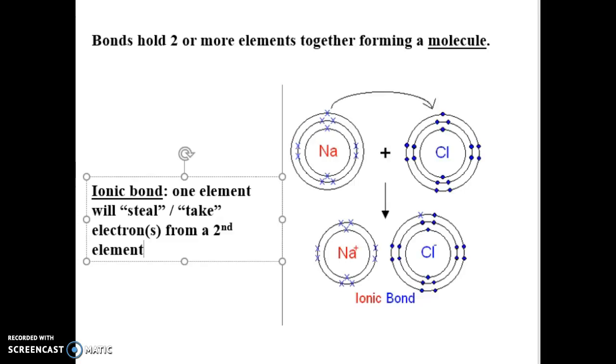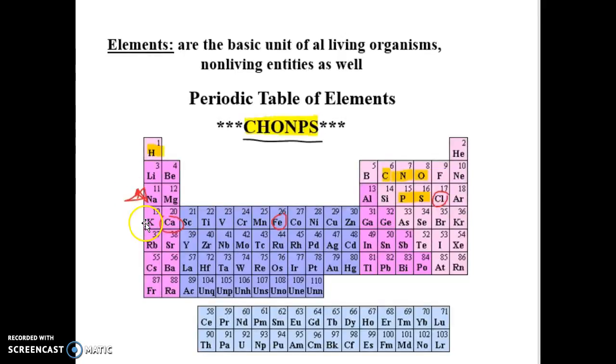Okay? So the second element will lose them, one will steal and gain, one will lose or give up, creating an ionic bond. All right, so here's a very, very common example of an ionic bond we are dealing with and using daily. Sodium chloride. So if we go back to our periodic table, just briefly, sodium and chloride. Sodium, right there. Chloride, over here. We have 11, we have 17.